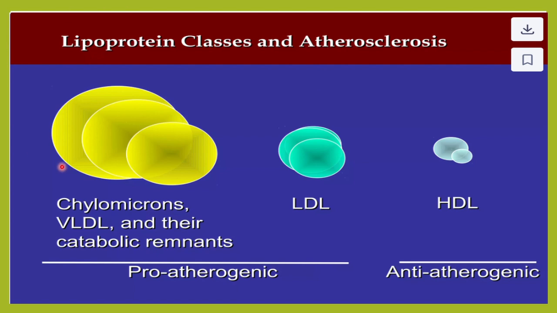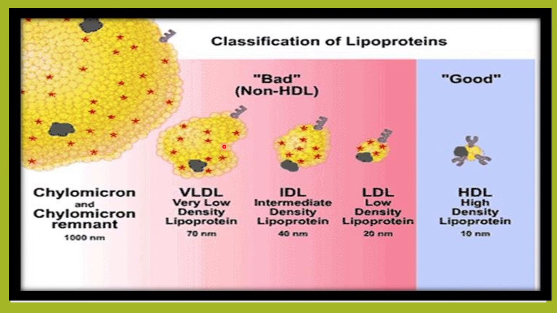This category of lipoproteins can also be divided as anti-atherogenic and pro-atherogenic. HDL is anti-atherogenic. It is against atherogenesis, whereas LDL, chylomicron, and VLDL are all pro-atherogenic. Again, you can see the density as well as the diameter. HDL is very small, and you can see the chylomicron is largest in diameter, around 1000 nanometers, and HDL is around 10 nanometers. Low density lipoprotein would be double the size of an HDL, around 20 nanometers.